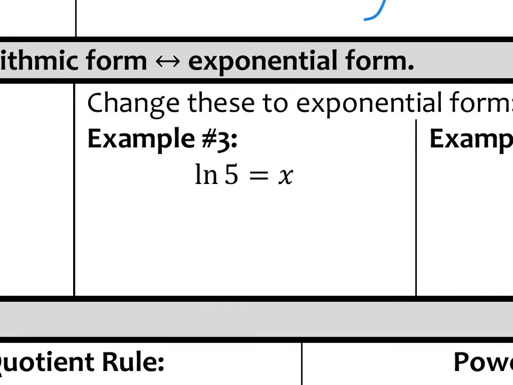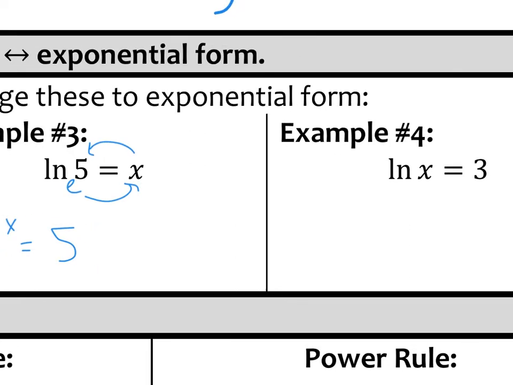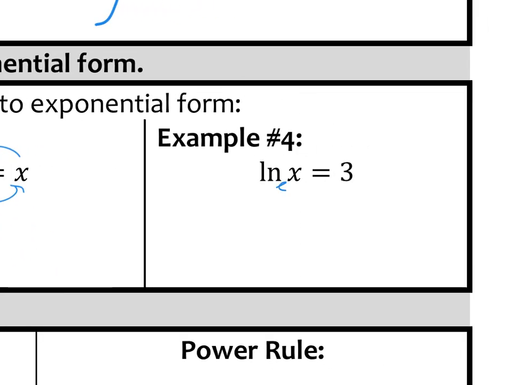And same thing back if I want to go from natural log to exponential. Remember, we start at the base and we go around the way. So e to the x is equal to 5. And likewise here, natural log always has a base e. So we'll just go around the way. e to the third is equal to x.